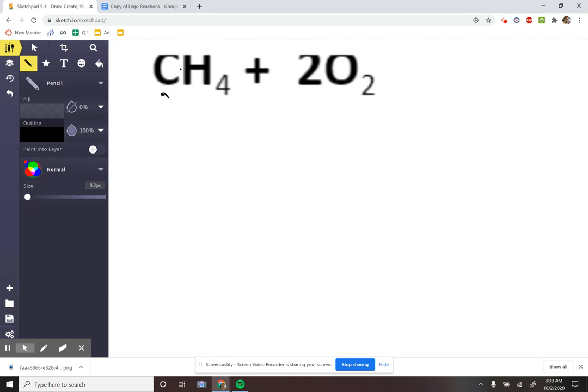Okay, so the first thing we're going to draw is this molecule right here. And this molecule has a C in it. Okay, so I'm going to draw a C. Okay, that's my carbon atom. And there's no number after that, which means there's just one C. Okay, and then it's also got 4 of these H atoms. So there's H4. That means there's 4 H atoms in that molecule. So I'm going to draw those and attach them.